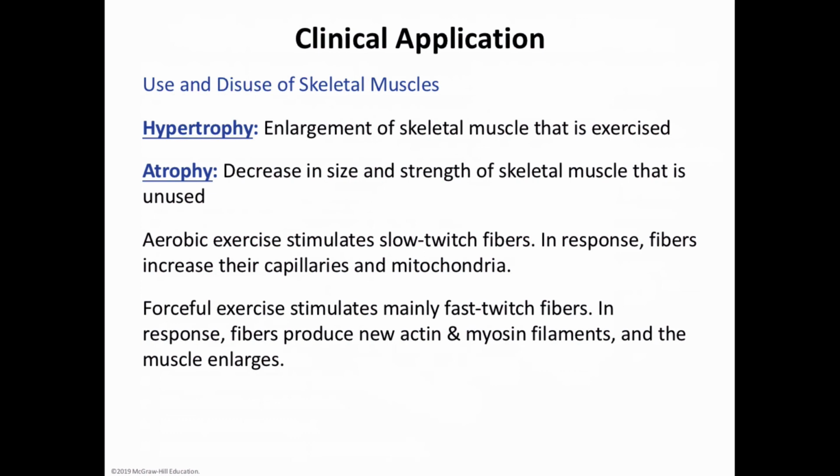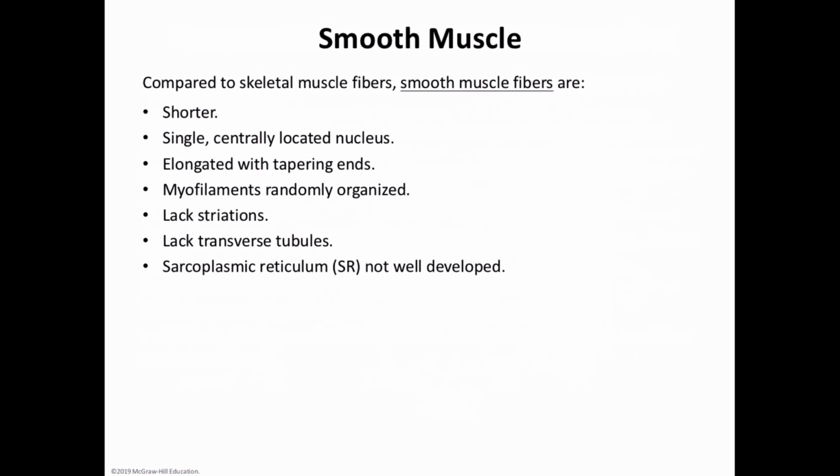So smooth muscle can be referred to as multi-unit smooth muscle, or even, of course, visceral smooth muscle. But they have a single centrally located nucleus. Those cells are, as I mentioned earlier, elongated cells, and they're thinner. And they lack striations, of course, and that's why it's known as smooth muscle.